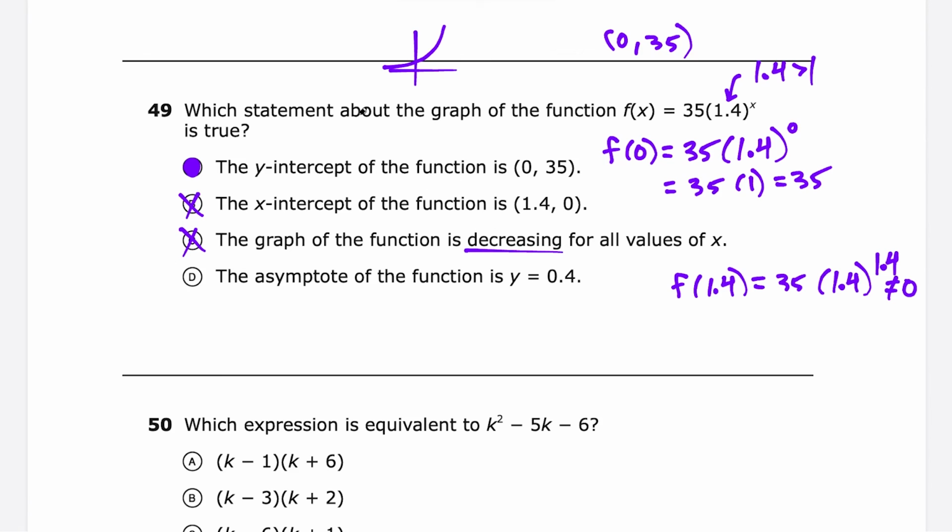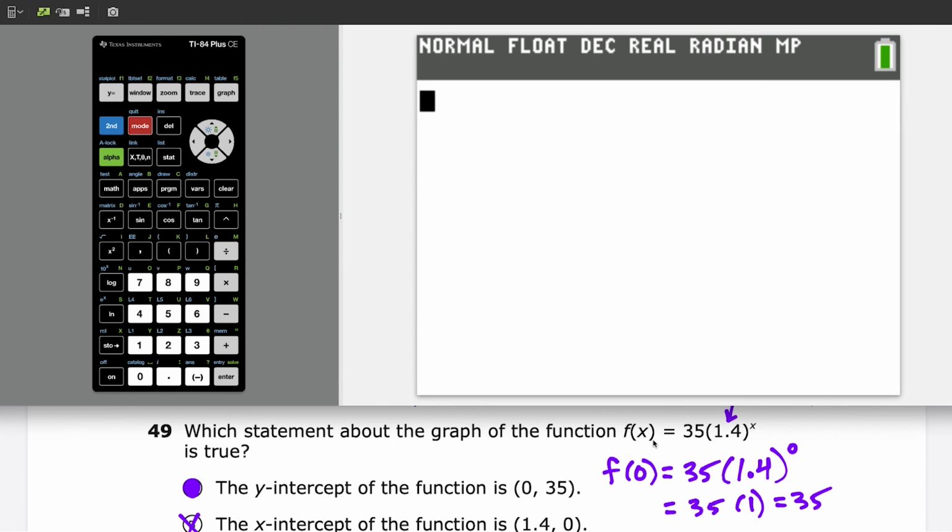And then we have the asymptote of the function is y equals 0.4. But here the asymptote of the function is going to be y equals 0. In a moment I'm going to use the calculator to check it, but that's where the exponential function is approaching but never going to touch. It would be approaching the x-axis, which is really the equation y equals 0. So that's why choice D is out. So now let's use the calculator to check our answer.